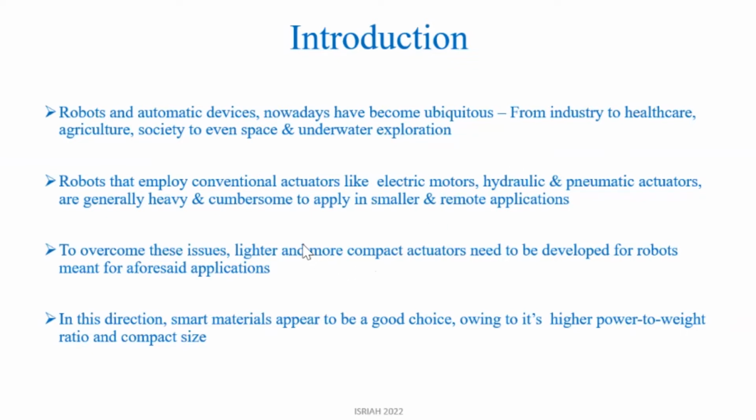Now the problem with such robots is that the conventional robots are generally actuated by electric motors or maybe hydraulic and pneumatic actuators. Electric motors are a very heavy device. Also for hydraulic and pneumatic devices, we need the compressor or blower. Also in case of hydraulic, we need the fluid to store. So all these things render the whole robotic system very heavy, and it becomes very cumbersome to apply in smaller and remote applications, as I had mentioned.